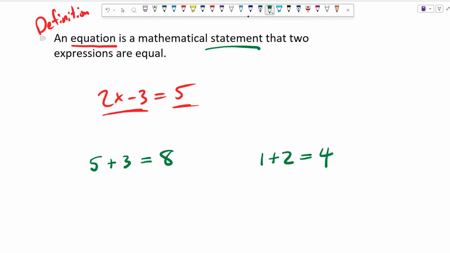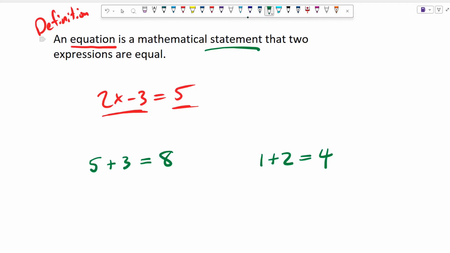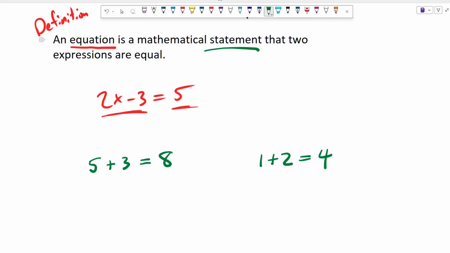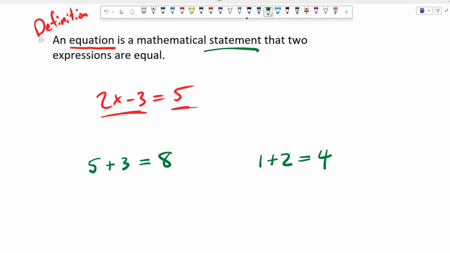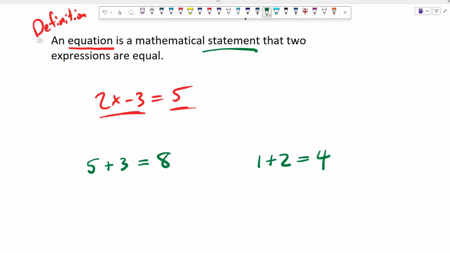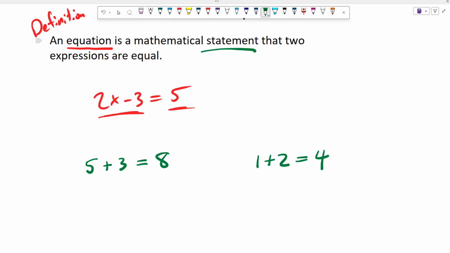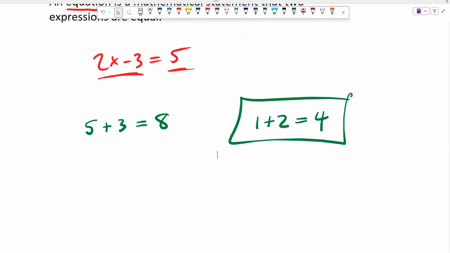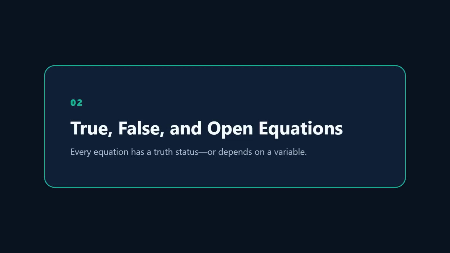Mr. Whitman is 19 years old. Is that a statement? Yes. Is that a true statement? No. Does it have to be true to be a statement? No. Definitely not. So is this a statement that one expression is equal to another expression? Yes. This is an equation.